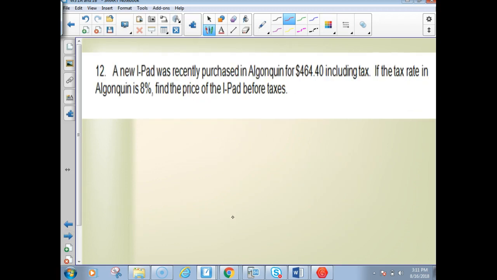Okay, we got a new iPad recently purchased in Algonquin for $464.40, including tax. That's a town in Illinois, east of here. Their tax rate typically is higher, but now we're past that tax rate that they used to have. The tax rate is 8%, and this amount right here includes tax. So that means that's going to come after your equals again. Okay, so find the price of the iPad before taxes.